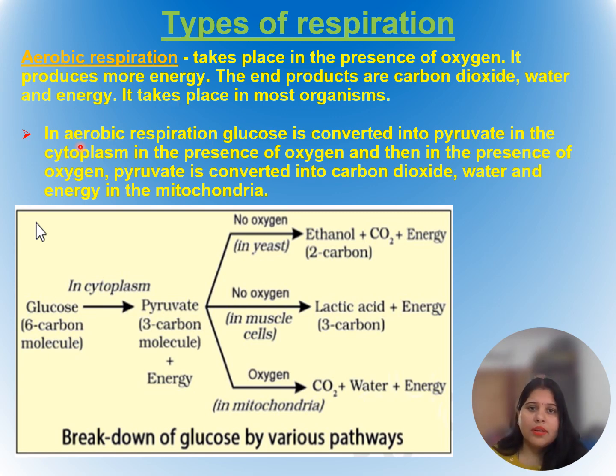Now we will see in detail. In aerobic respiration, glucose is converted into pyruvate in the cytoplasm. This process takes place in the cytoplasm of the cell, and then in the presence of oxygen, pyruvate is again converted into, you can see, carbon dioxide, water and energy. And all this process takes place in mitochondria. So where does aerobic respiration take place? It takes place inside the mitochondria. And what will be the products? Carbon dioxide, water and energy.